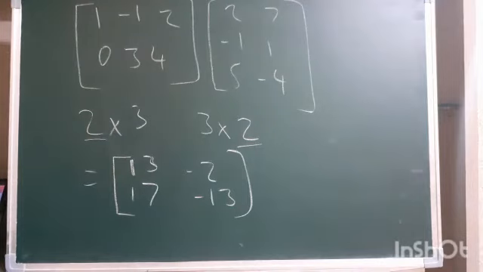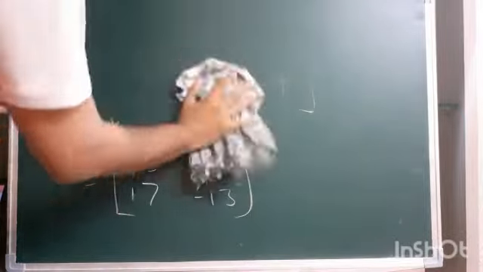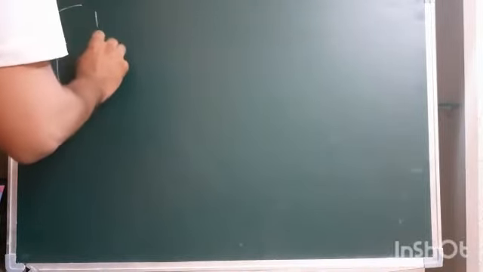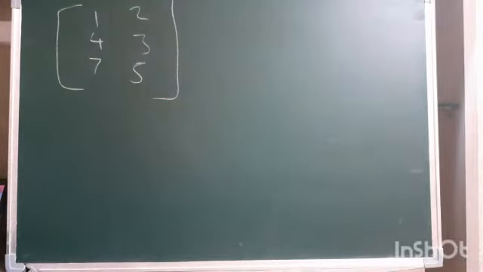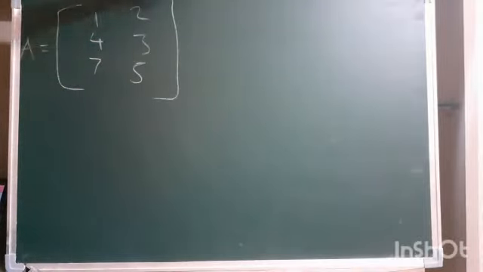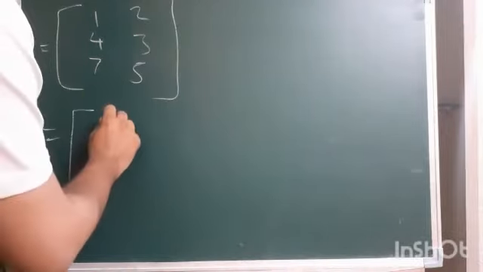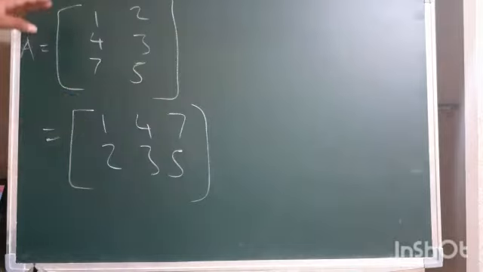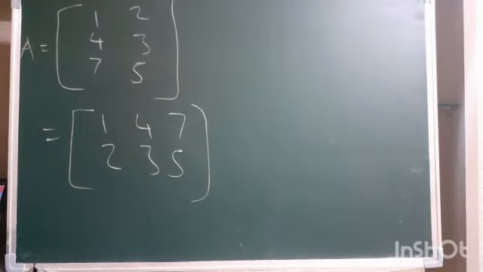We have seen what is the transpose of a matrix. If we have a matrix 1 4 7 2 3 5, what is the transpose of a matrix A? The transpose is changing of the rows into columns and columns into rows. For example, we'll change this column into row: 1 4 7, 2 3 5. So transpose is basically changing of the columns into rows and rows into columns.